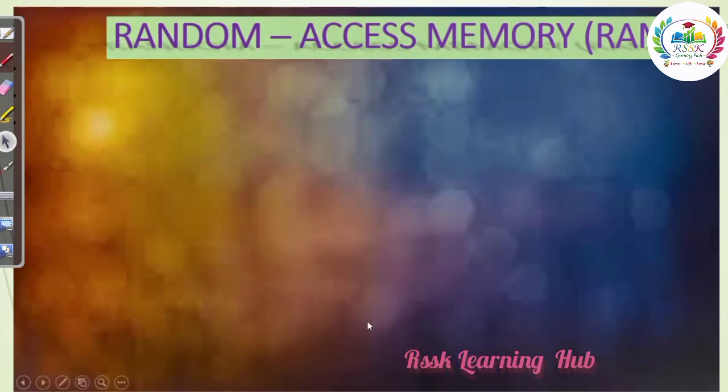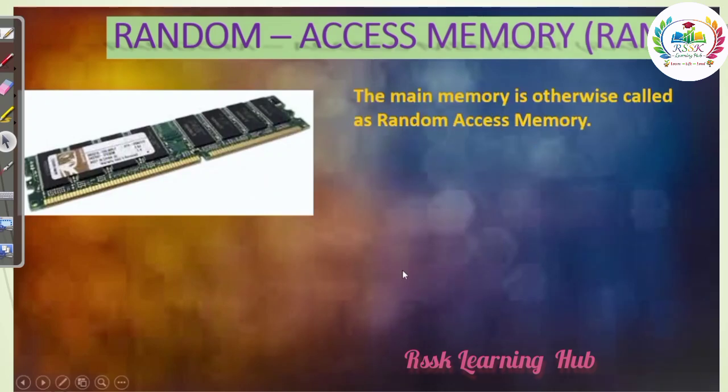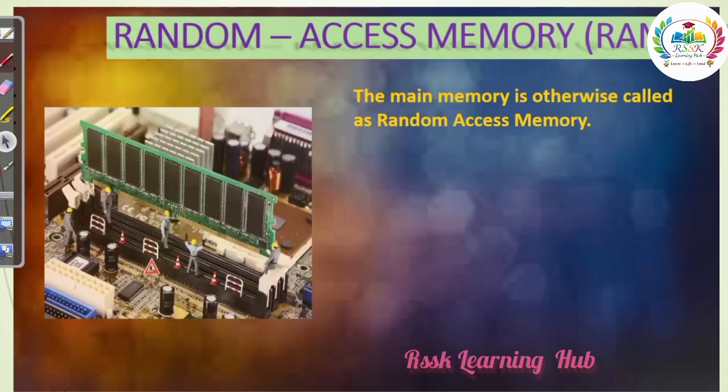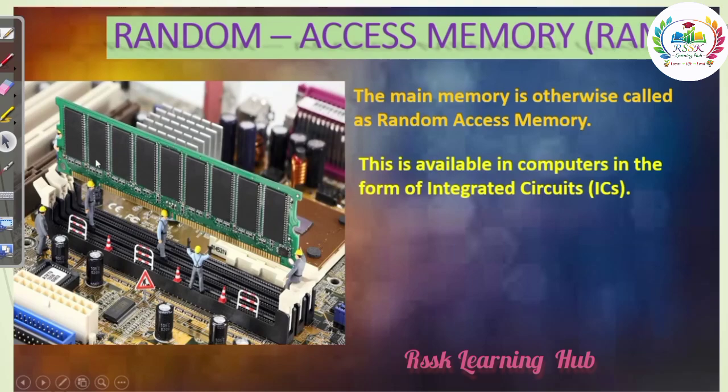Okay, now moving to your random access memory, that is RAM. This is the main memory, otherwise called random access memory. It is available in your computer in the form of IC. What is IC? IC means integrated chips. So it should be available in the form of IC.